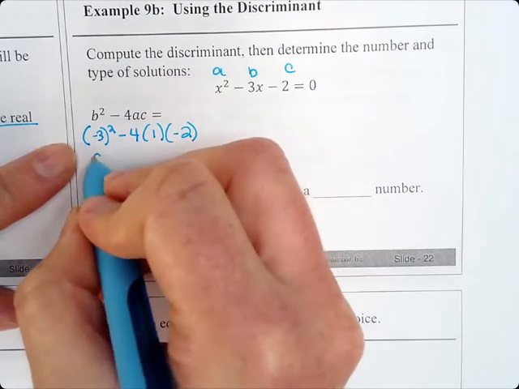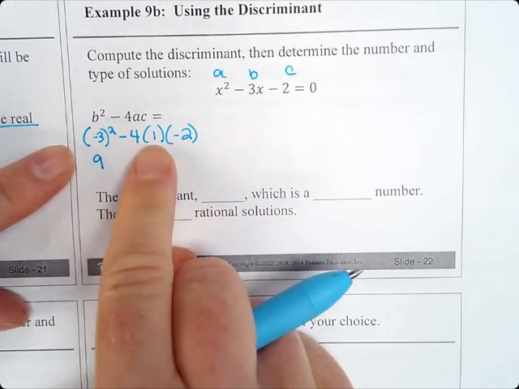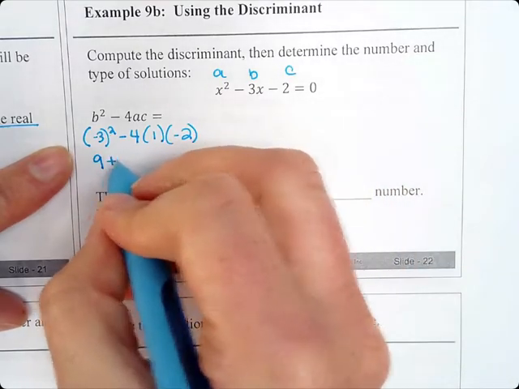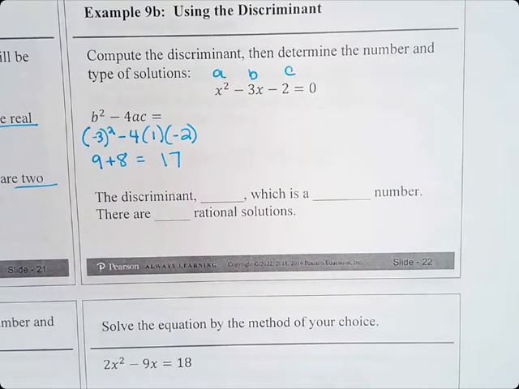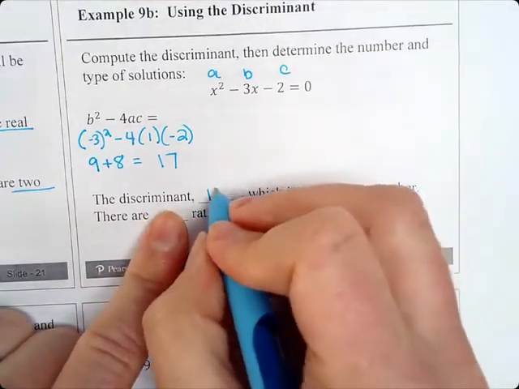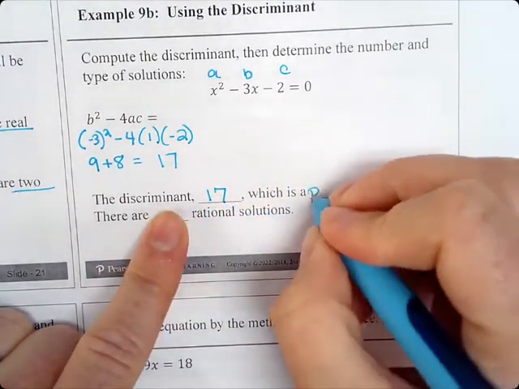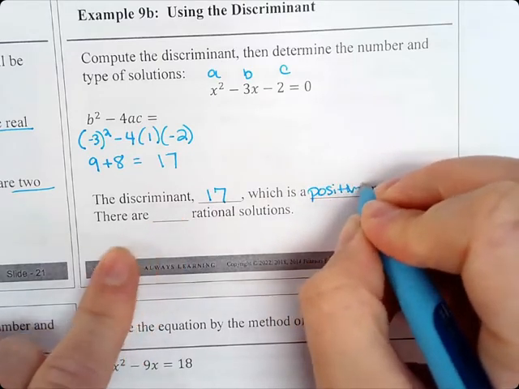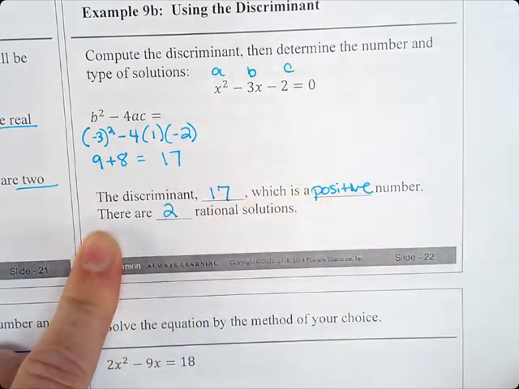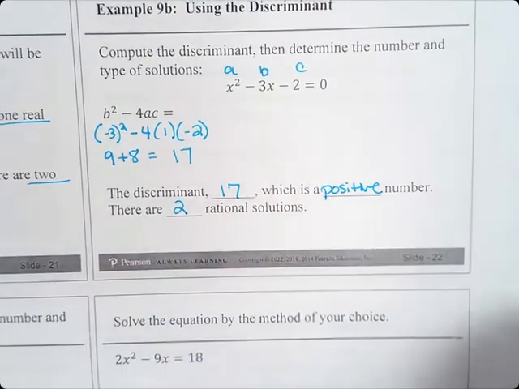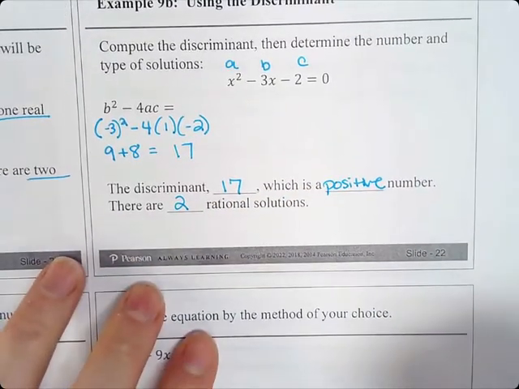Negative 3 squared is 9. Negative 4 times 1 is negative 4, times the negative 2 is a positive 8. Gives us 17. So the discriminant is 17, which is a positive number, so there are 2 rational solutions, or real solutions, because that is positive.